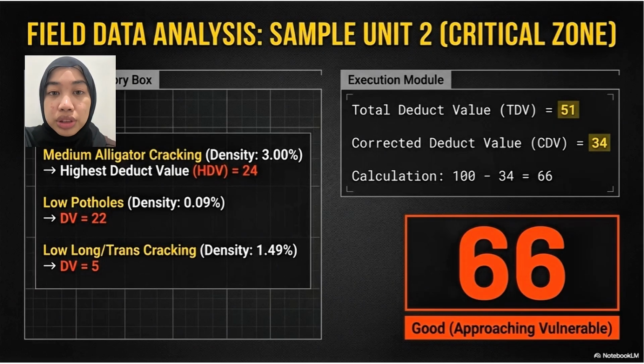When we move over to the execution model, adding this up gives us a total deduct value of 51. After applying the correction curve, the adjusted CDV comes out to 34. Using our final score formula, 100 minus 34, we receive a final PCI score of 66. While this is technically rated as good, it is flagged as approaching vulnerable, meaning it is nearing a threshold where degradation would accelerate.